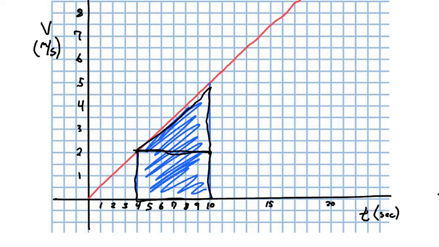So my area now, which is equal to my displacement, is going to be equal to the area of that little triangle, 1/2 base times height for the triangle, plus the area for that rectangle, and that's length times width. So my displacement on this one will be 1/2 times my base on that triangle is 6 seconds, times the height of that triangle. It goes from 2 meters per second to 5 meters per second, so that'd be 3 meters per second.